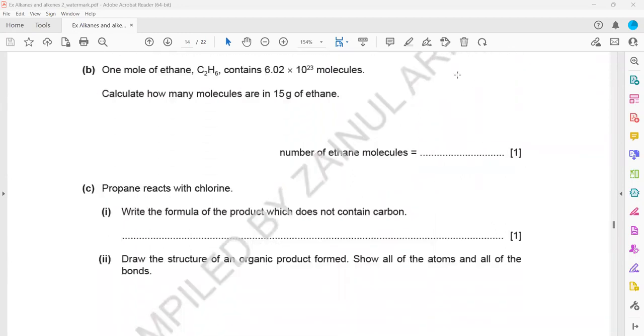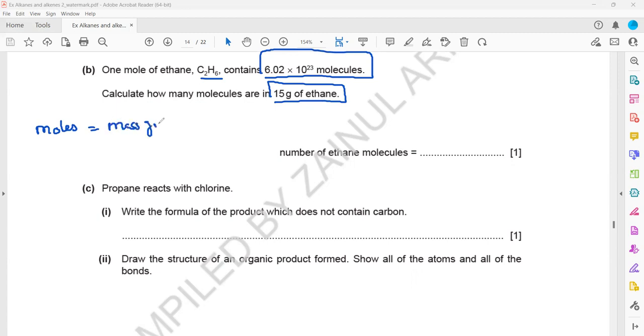Now in this question, 1 mole of ethane, which is C2H6, contains this many molecules. How many molecules are there in 15 gram of ethane? We first find the moles and multiply it by the Avogadro's constant. The molar mass of ethane: carbon is 12 multiplied by 2 plus hydrogen is 1 into 6, so 24 plus 6 makes 30. Moles equal mass in gram divided by molar mass. Mass is 15, so we get 0.5 moles of ethane.